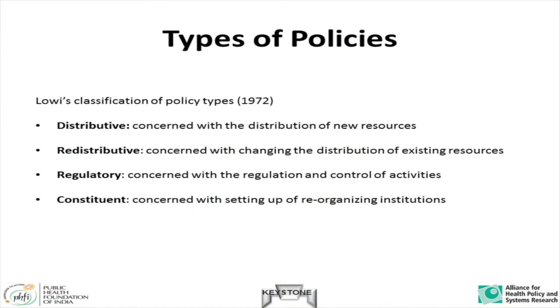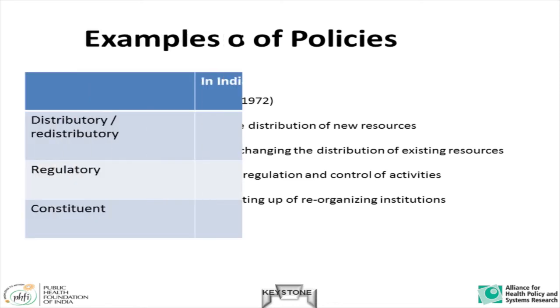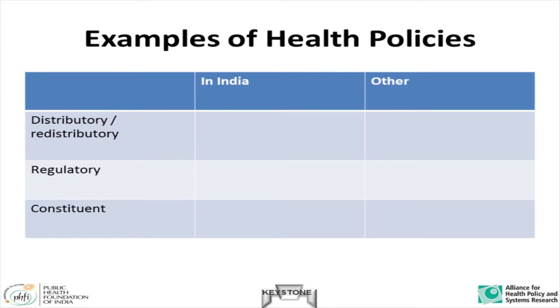Okay, types of policies. We went through this as well. Distributive, redistributive, regulatory and constituent. So this is more of a refresher. Maybe we can have a little bit of an exercise though and think about examples. Examples of a policy that is primarily distributory or redistributory in nature.